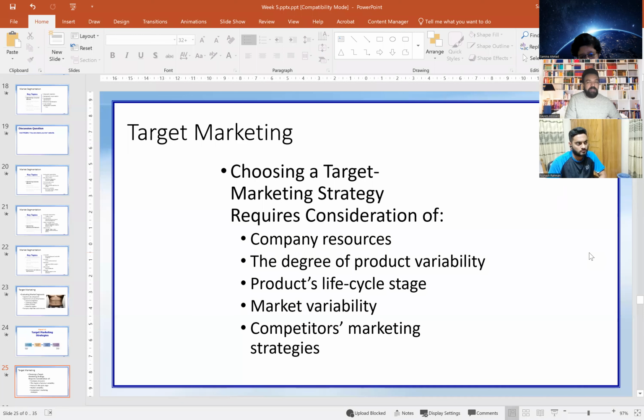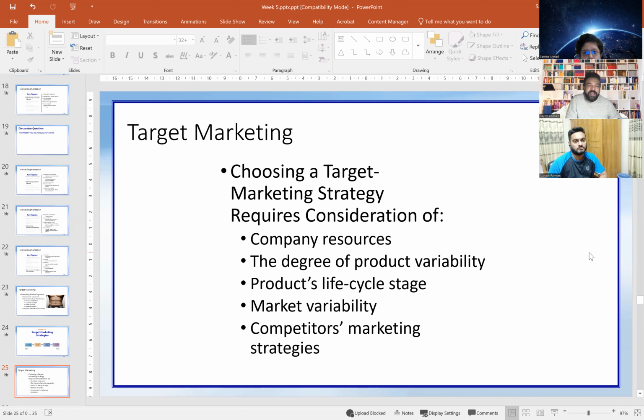Maybe we can use Apple's different models, right? Apple iPhone 12 or 13: introduction, recently launched; growth, slowly going; maturity, and then slowly decline. No one would buy an iPhone 11 nowadays, or only a few people, like the ones with heavy pockets, who will go for the up end, not the down end. So depending on the product's life cycle, you can also target specific segments. Market variability: again, variability means how variable one market is from another.